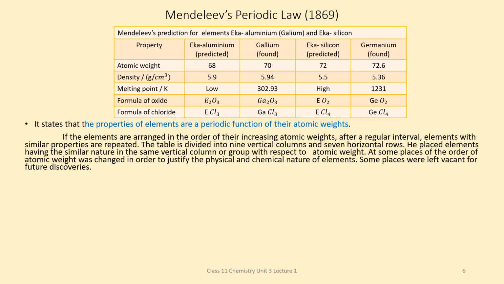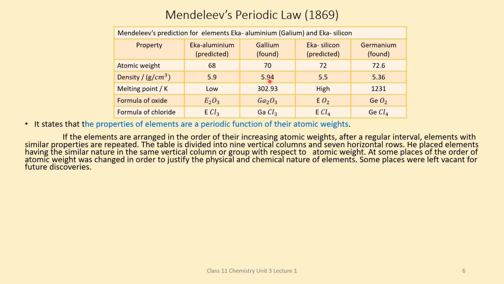These gaps are called Eka aluminum and Eka silicon. See, Eka aluminum and Eka silicon. So that is the prediction. Eka aluminum, for which he predicted the atomic weight, density, melting point, formula of oxide, and formula of chloride, was undiscovered in the year 1869. Later on, gallium was found and it occupied this place.